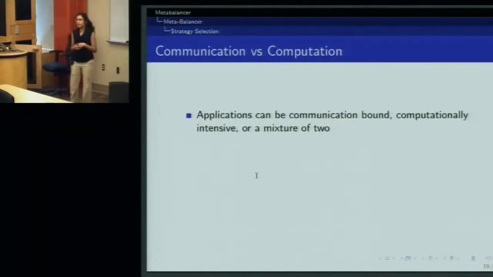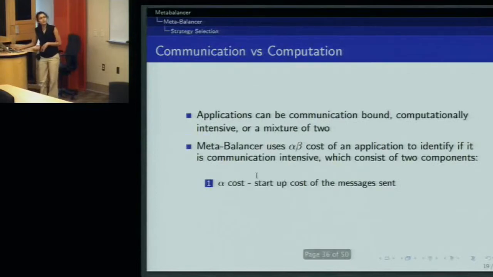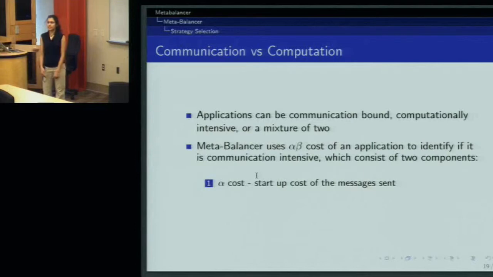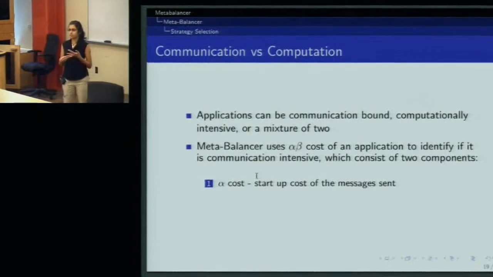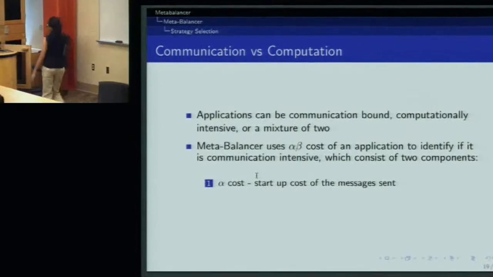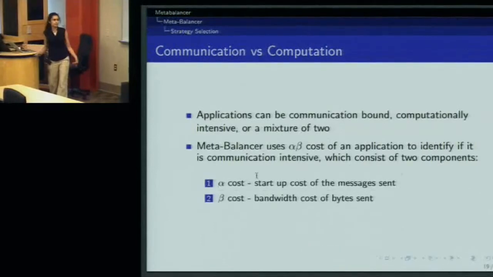use? So the application can be of multiple types. Some of them are computationally intensive, some of them are communication bound, some of them have a mixture of two. So the meta balancer uses the alpha beta cost to identify what kind of application it is. The alpha beta cost consists of the cost of message sent: alpha is the cost of each message being sent, beta is the bandwidth cost of the system.